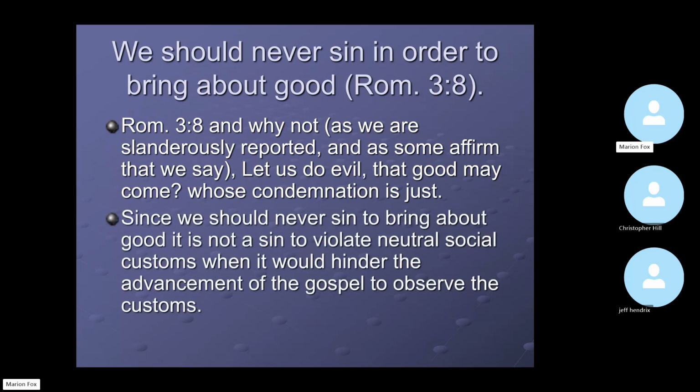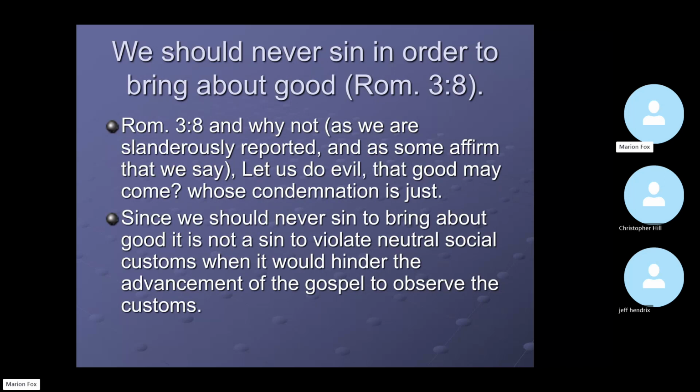Since we should never sin to bring about good, it is not a sin to violate neutral social customs when it would hinder the advancement of the gospel to observe the customs. So now then, we have a principle here. We're going to violate a custom. If it's neutral, we have to first determine it's neutral. We're going to violate that custom if it would hinder the cause of Christ to observe the custom.